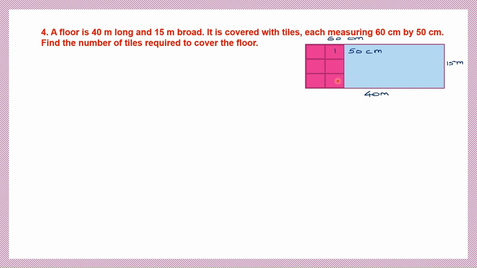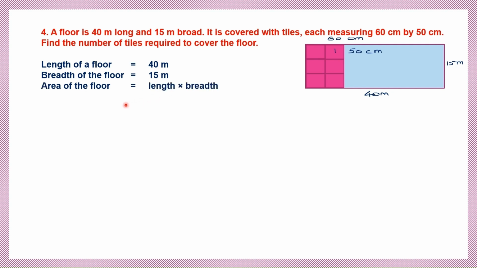Okay, so first thing we need to do is find the area of this whole rectangle, then find the area of each tile. So let's begin by saying length of a floor is 40 meters, breadth is 15 meters, given to us. Now we are going to find the area with the formula length into breadth. And how much is length? Length is 40 meters and breadth is 15 meters. Now, before we multiply, look at the measurement of the tiles. The tiles is in centimeters, whereas the floor is in meters, the units, isn't it? So let's convert this into centimeters.